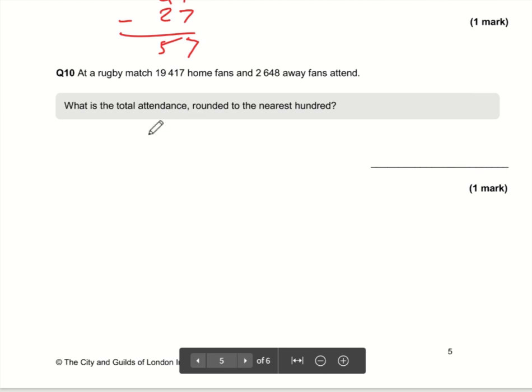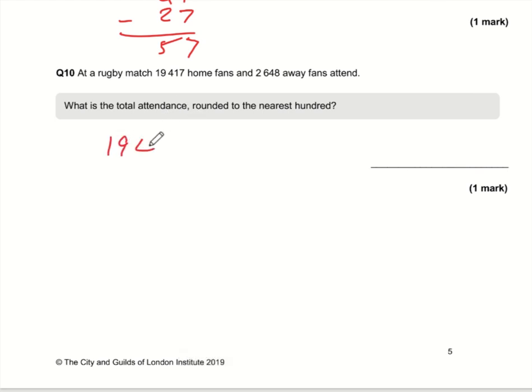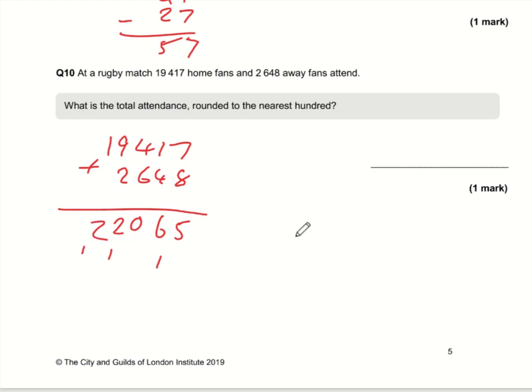Okay, so what is the total attendance? 19,417 home, 2,648 away. Add these together. 7 plus 8 is 15, carry the 1, 4, 5, 6, 10, carry the 1, 9, 10, 11, 12, carry the 1, 2. So 22065. So units, tens, 100s.